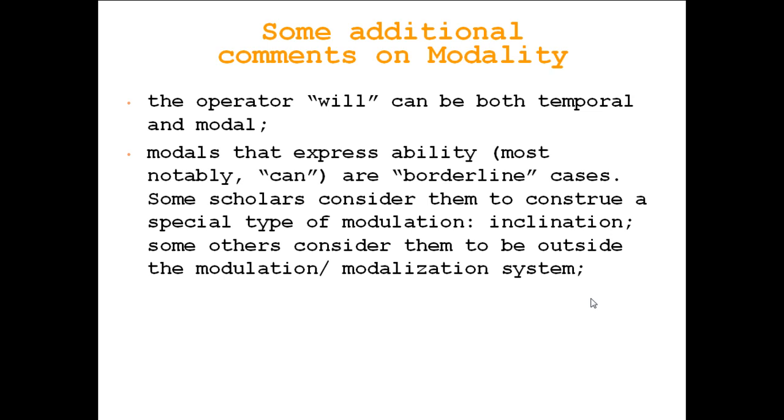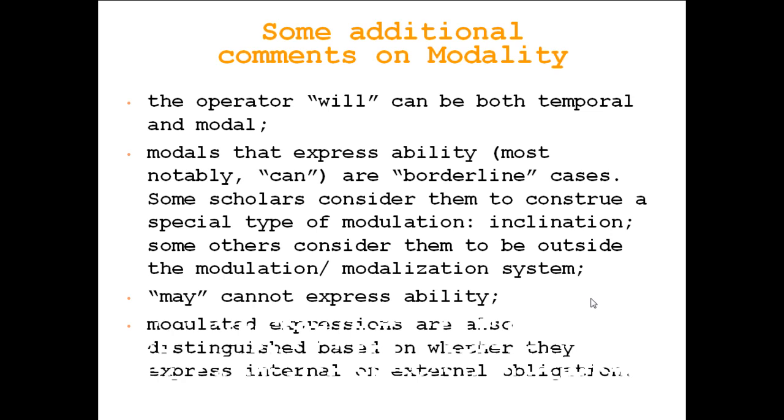Some scholars consider it to be at the borders of the modality system, but if you want to include it, and I suggest you do that, it would be modulation inclination. It's a particular type of inclination, and of course it refers to your ability, often physical ability to do something. Okay, may, as I said, cannot express ability, and there's also another important distinction that you may or may not be aware of.